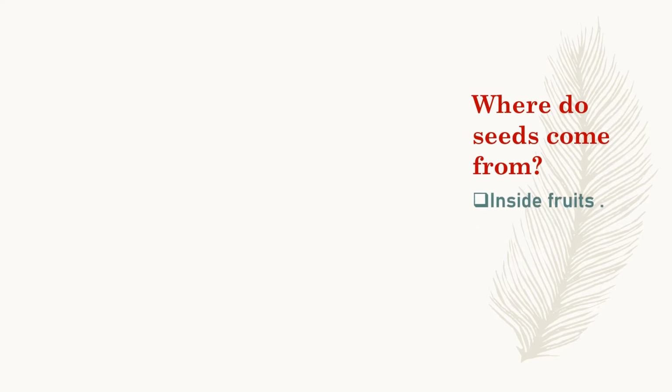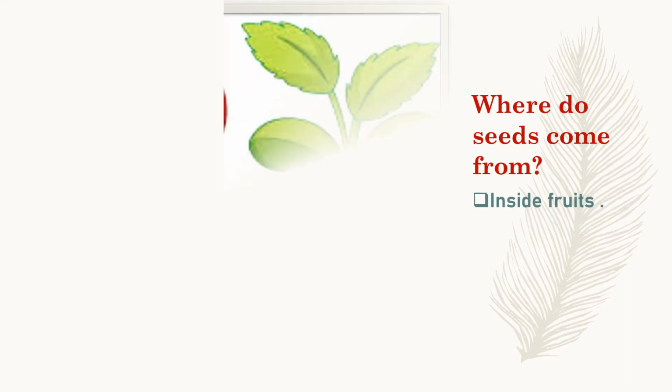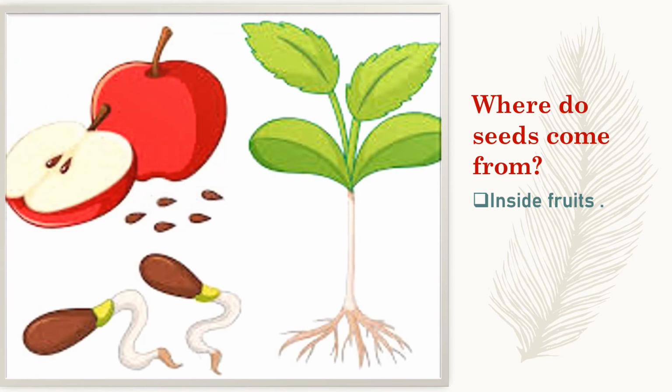We can find seeds inside fruits. If you bring an apple and you cut it into 2 pieces, you can find a small brown thing inside. What is this? This is seeds. As you see here in this picture, the small brown thing that you can see inside an apple is the apple seeds. This seed grows to be an apple tree. What an amazing thing! This small seed can be an apple tree? Yes.